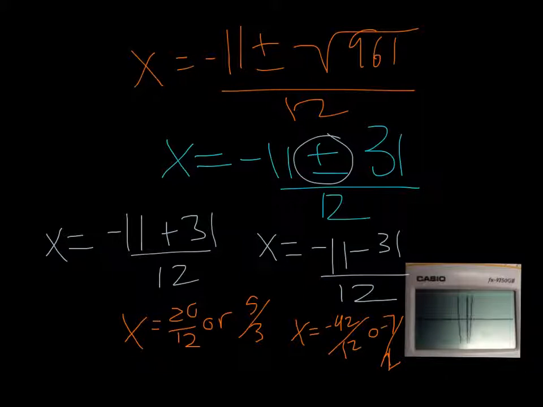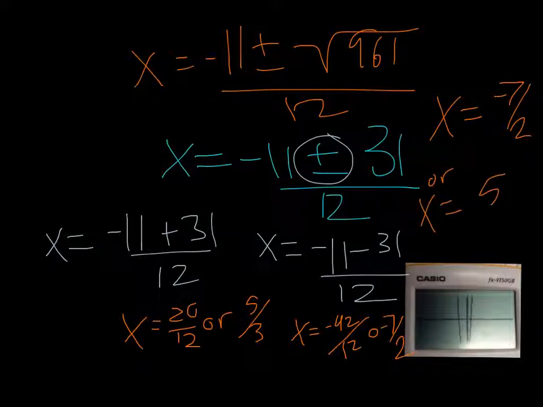Let me erase that and fix it. And those are the solutions to this problem. So x equals negative 7 over 2 or x equals 5 over 3, and that is where they meet the x-axis on the graph.